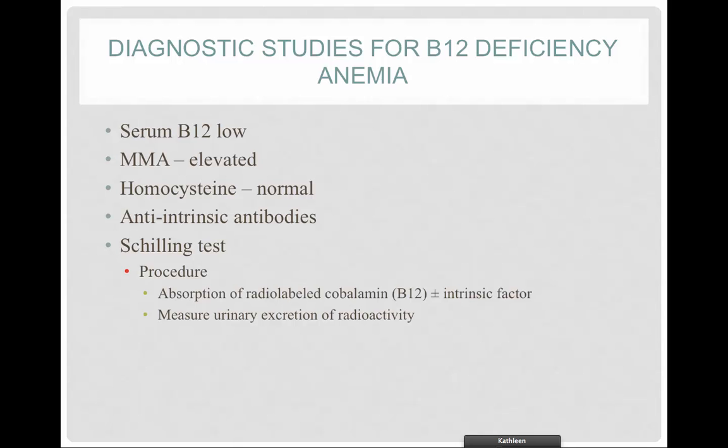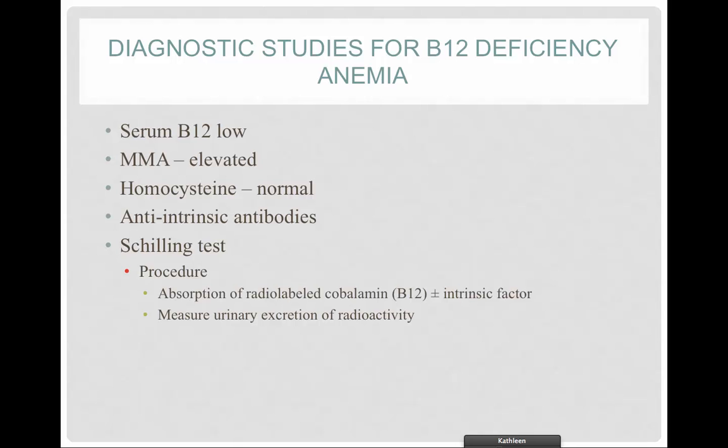Patients with pernicious anemia must be treated with IM B12 because they are unable to absorb it through the GI tract. Patients with B12 deficiency but without pernicious anemia can be treated with oral B12. Okay, so again, with pernicious anemia, patients drink the radioactive B12. They're unable to absorb it due to lack of intrinsic factor, and no radioactive B12 will be in the urine.